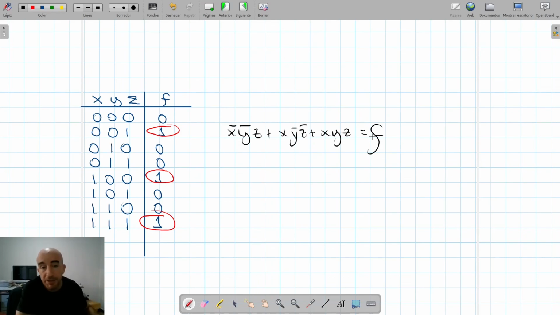Okay, so as you see, it's really easy. Just take a look at the ones that are 1 in the output, write down the inputs, and just write a horizontal bar on top, or negate the ones that are 0 in the truth table. Okay.